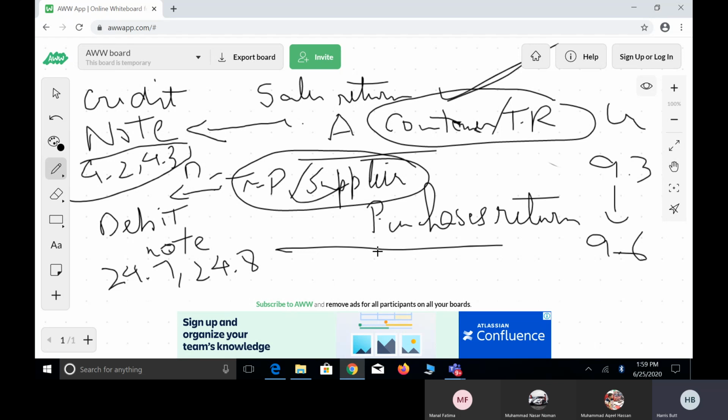Same the other return is purchases return, and the entry for purchase return is trade payable or supplier to purchase return. Purchases return will always be credited, क्योंकि purchase debit होती है तो purchase return credit होती है, sales credit होती है तो sales return debit होती है.